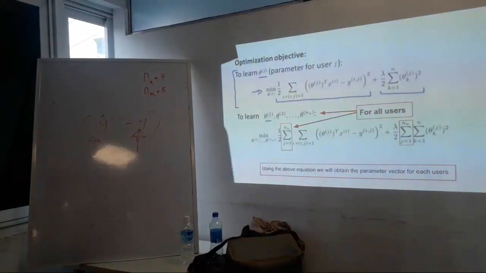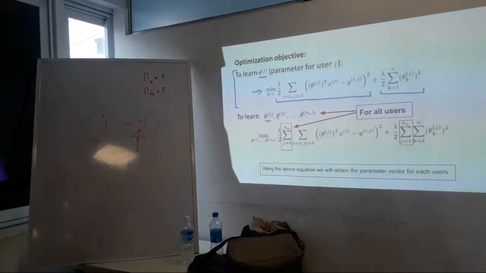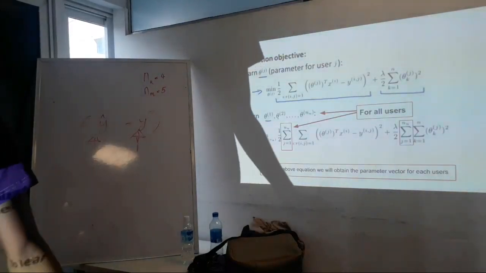So what is gradient descent? It's just global optimum. Local minimum. So what kind of order is it? Is it first order, second order, or third order? What kind of order?